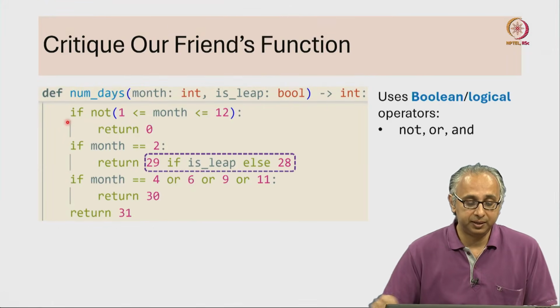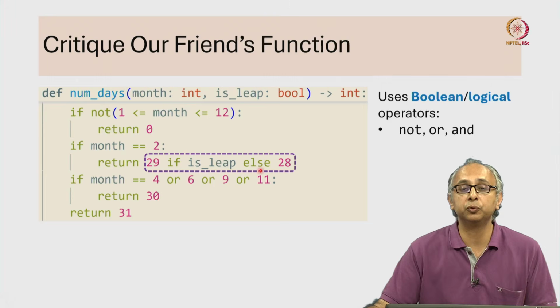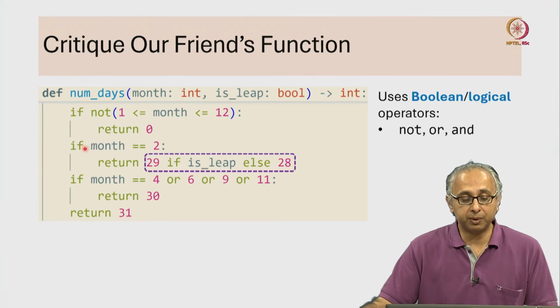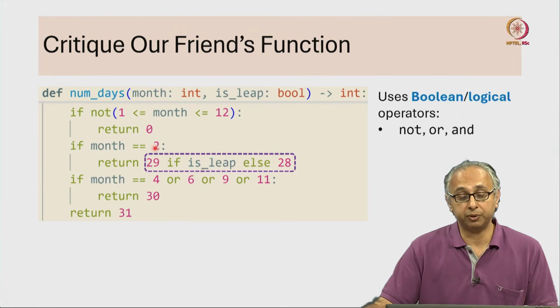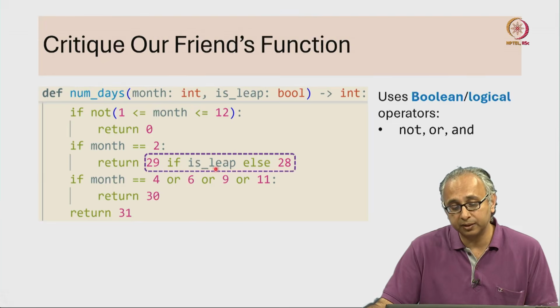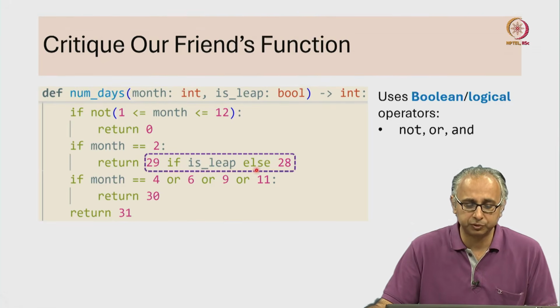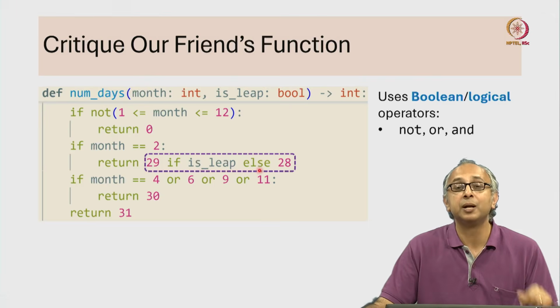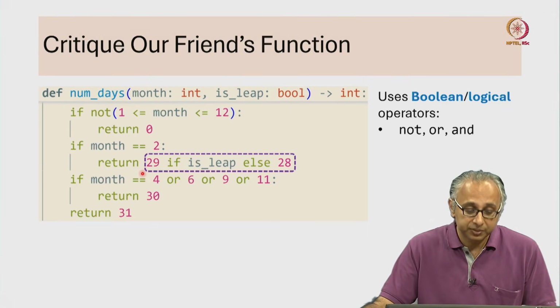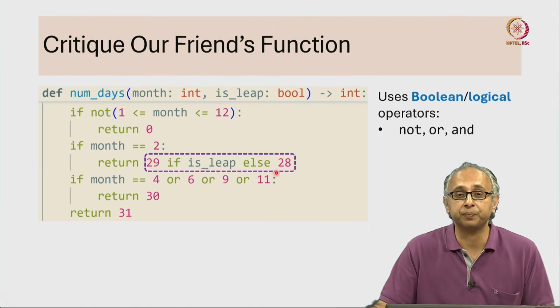Now let's come here and look at this expression. This is also new. So here we're talking about month being 2, we're talking about February, and we're saying return this expression. This expression looks very hard to read because it's also got an if and an else, but this is not a conditional statement. This is just a simple expression.